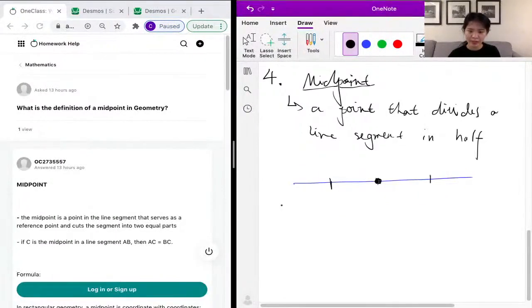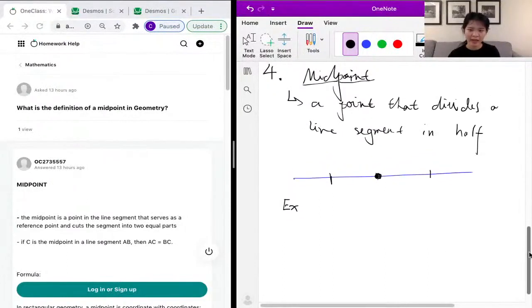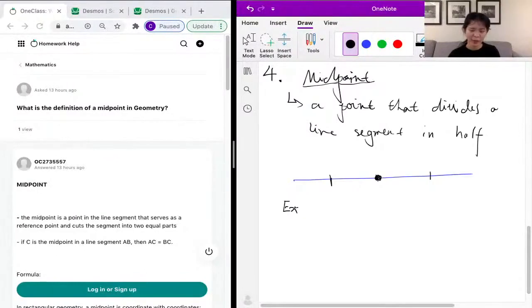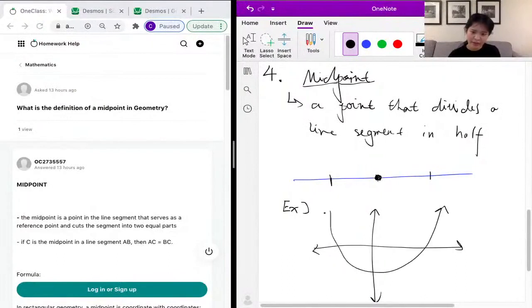And let me just give you a really common area where you were asked to find the midpoint. If you're in grade 9 or 10, or maybe even grade 8 or grade 7, depending on how fast your curriculum goes, so if you're in secondary school, ranging from grade 7 to 12, a really common question asked is asking you to find the vertex of a parabola. A parabola is just a function that has a graph like this.